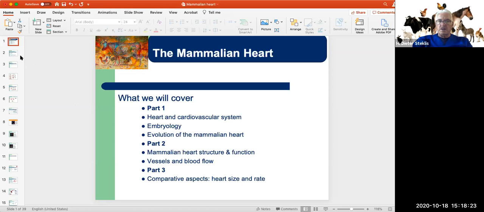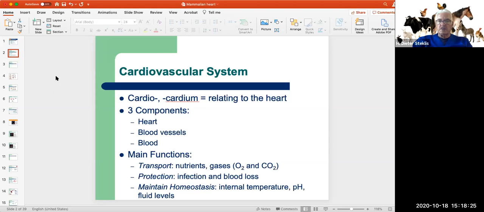So let's get started in talking about the heart as part of the cardiovascular system. When you see the terms cardio or cardium, it means that there's reference being made to the heart. It always implies something relating to the heart. When we think about the heart, we have to think about it as being a critical part of the cardiovascular system. And there are three components to the cardiovascular system.